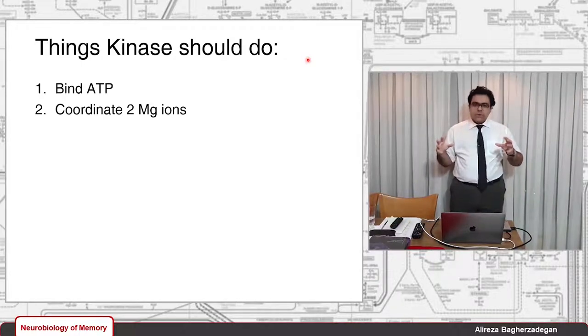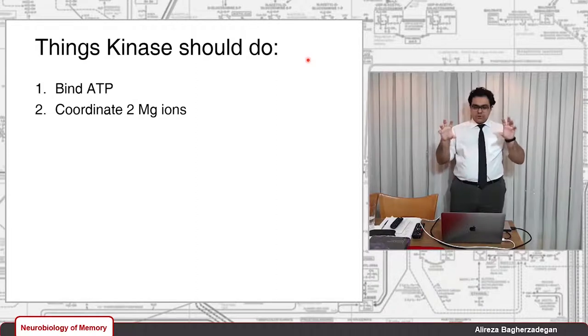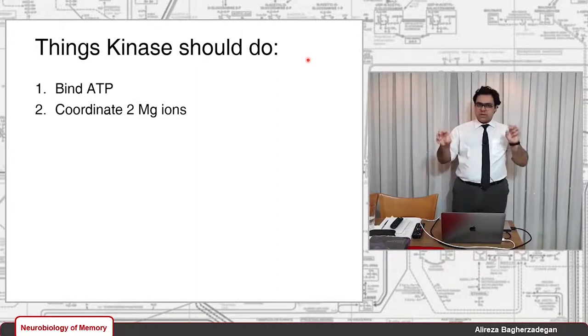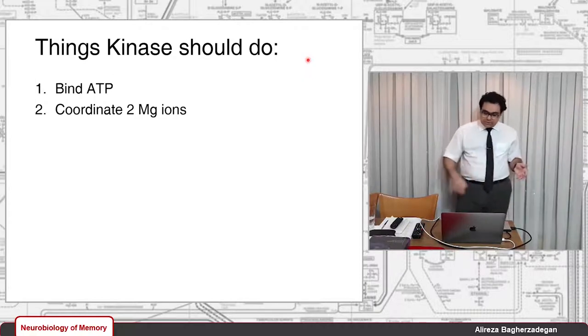In the case of phosphorylation, in this reaction, we have two types of molecules. We have an electrophilic one and a nucleophilic one. Phil is a suffix that means loving, like hydrophilic. It means that it's a substrate which loves water. Phobic is the opposite.